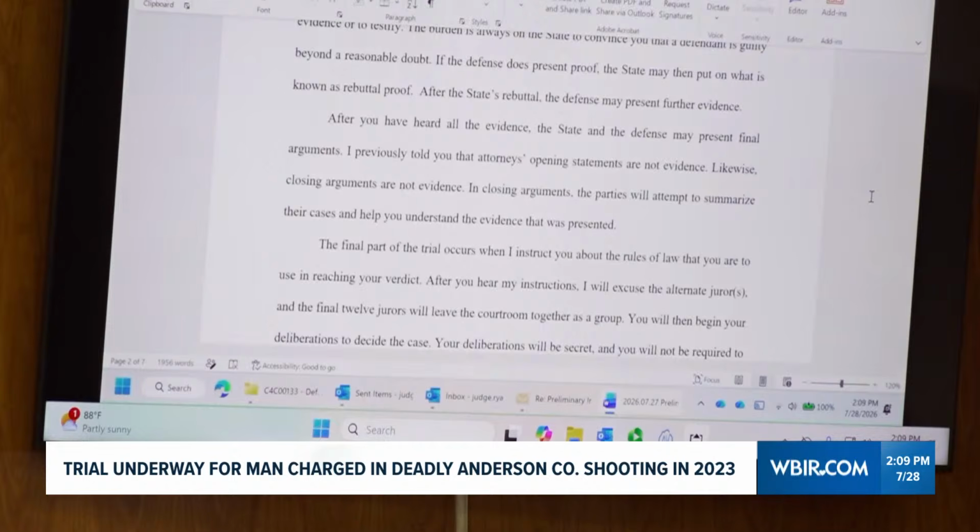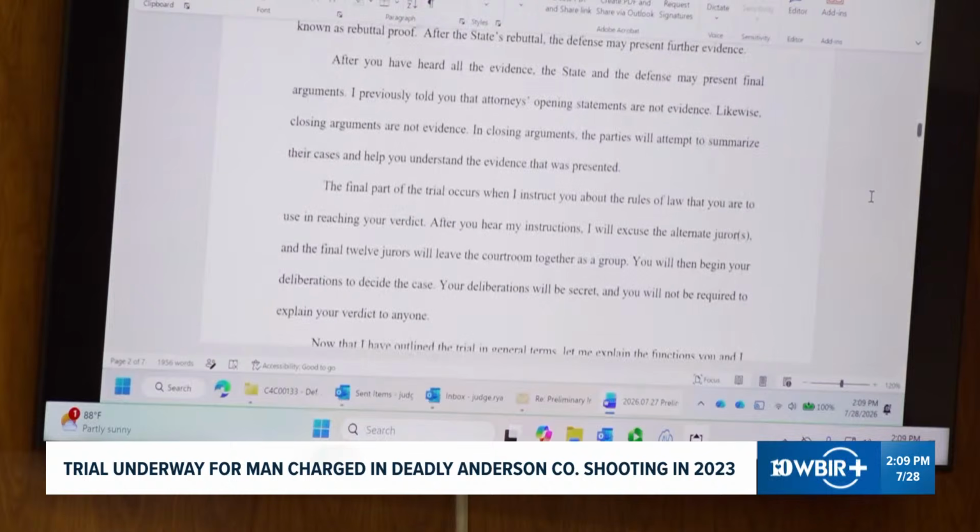I previously told you that attorneys' opening statements are not evidence. Likewise, closing arguments are not evidence. In closing arguments, the parties will attempt to summarize their cases and help you understand the evidence that was presented. The final part of the trial occurs when I instruct you about the rules of law that you are to use in reaching your verdict.